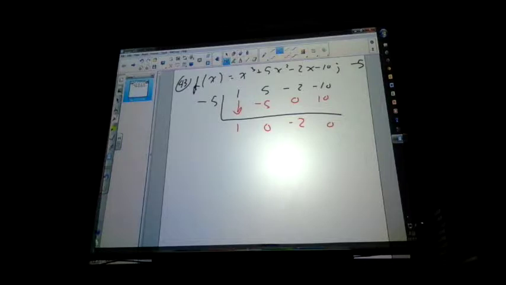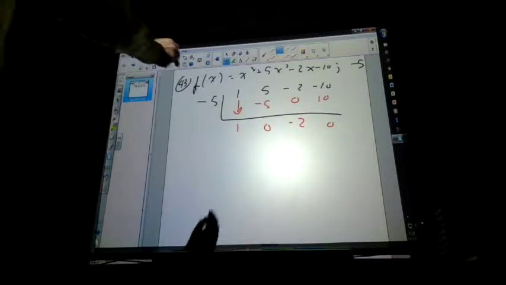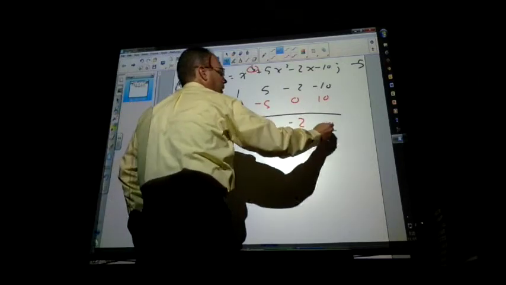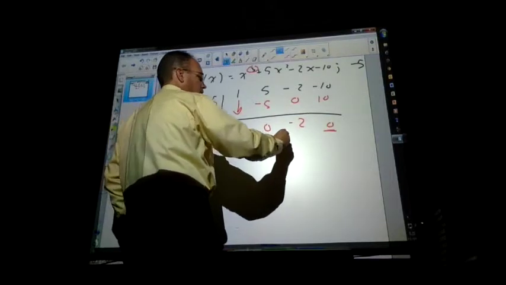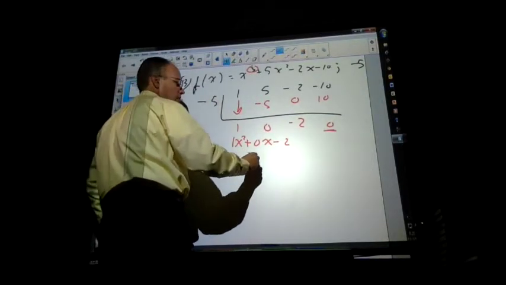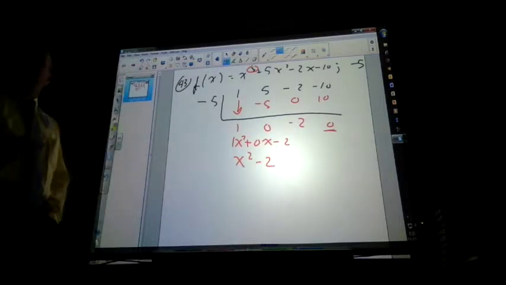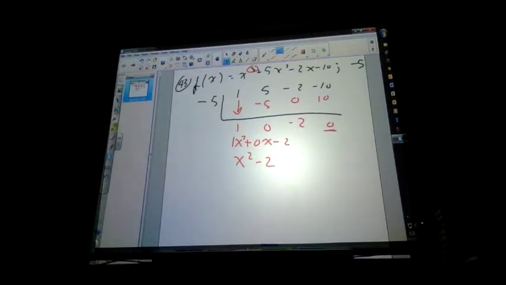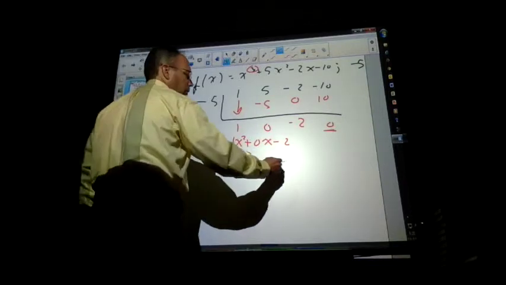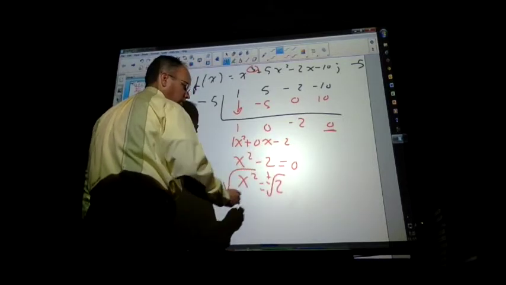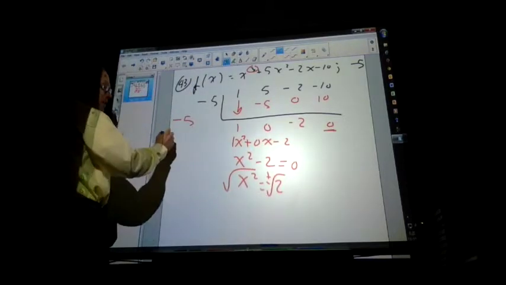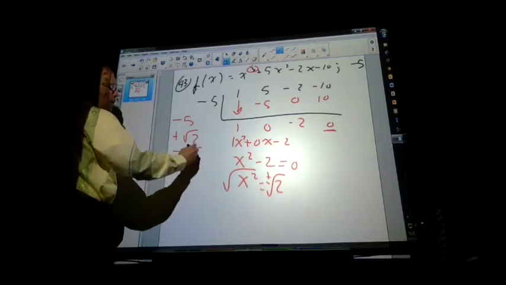How do I find the other two solutions? Factors, okay. So this was x cubed. If we divide it through and that becomes a 0, that means I can make this 1x squared plus 0x minus 2, which in simpler terms is going to be x squared minus 2. And how would I solve that? I could square root. So I'm going to set it equal to 0, do this, and then take the square root of each side. Don't forget the plus or minus. So my zeros are negative 5, positive root 2, and negative root 2.